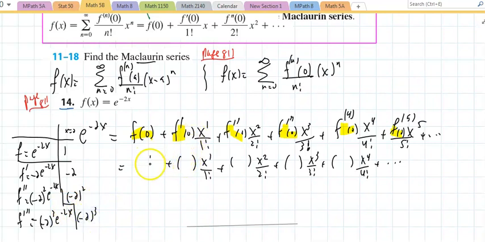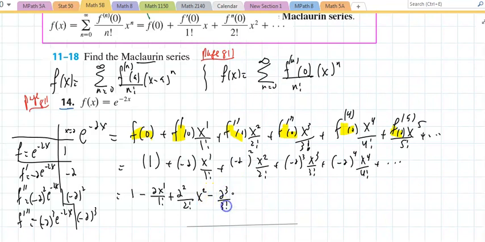So this is a 1. This is a negative 2. This is a negative 2 squared. This is a negative 2 cubed. Wouldn't that be a negative 2 to the 4th? So we're getting the pattern. 1 minus 2x to the 1 over 1 factorial, plus 2 squared over 2 factorial x squared, minus 2 cubed over 3 factorial x cubed, plus 2 to the 4th over 4 factorial x to the 4th. The reason I'm not simplifying, I need a pattern. And that's the hard part.